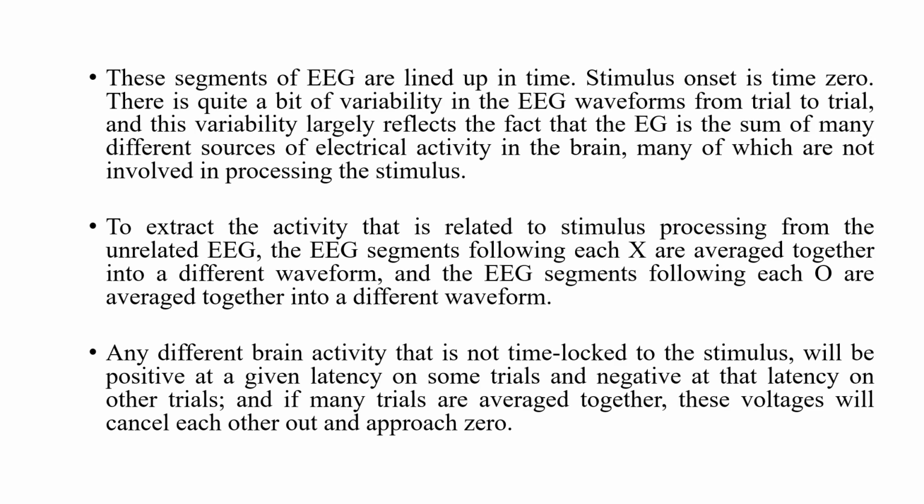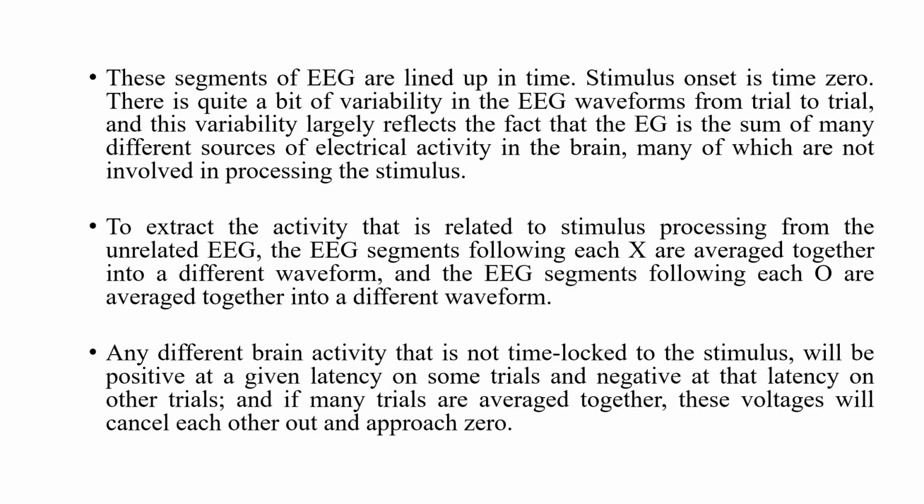Now, to extract the activity that is related to stimulus processing from the unrelated EEG, the EEG segments following each of the X's are averaged together into one waveform, and the EEG segments following each of the O's are averaged together into a different waveform. Any brain activity that is not time-locked to the stimulus will be positive at a given latency on some trials and negative at that latency on other trials, and if these are averaged together, they sort of go away, they cancel out and approach 0.